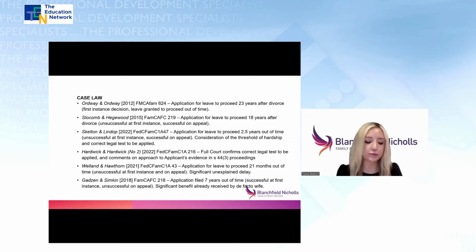The onus of persuading the favourable exercise of such discretion rests with the applicant. So it's not for the respondent to persuade the court that the discretion should not be exercised, rather the onus rests fairly and squarely on the applicant.